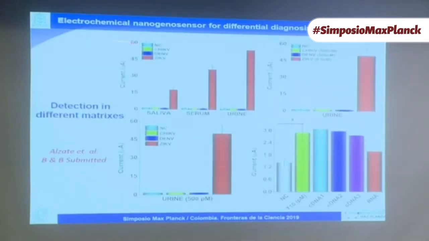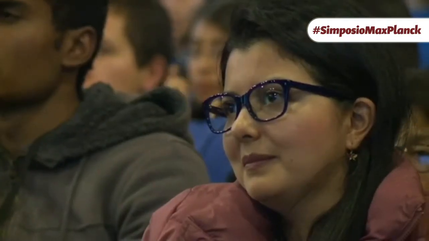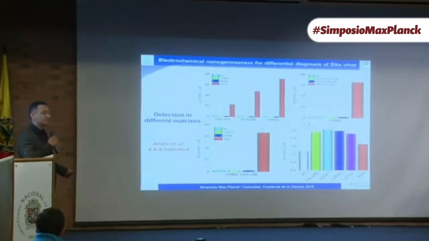We also challenged the genosensor in close to real samples. In this case, we use saliva, serum, and urine, spiked with different concentrations of Zika virus, dengue and chikungunya, even with a huge excess, 1,000-fold concentration of chikungunya and dengue, and also when the DNA strands were coexisting with other species from dengue and chikungunya, and in all the cases, we only have signal for Zika. It means our genosensor is specific.